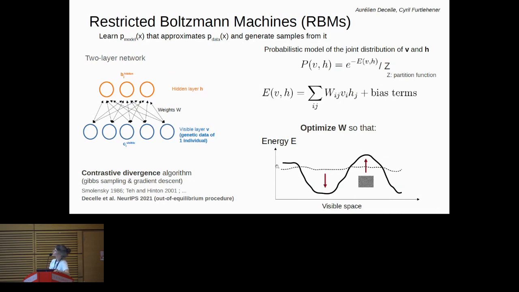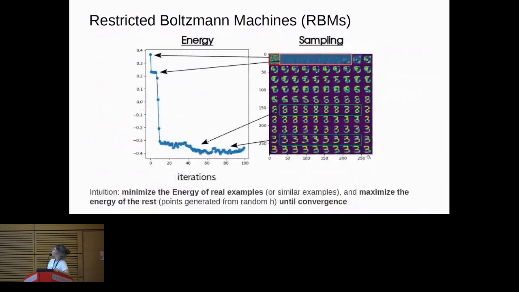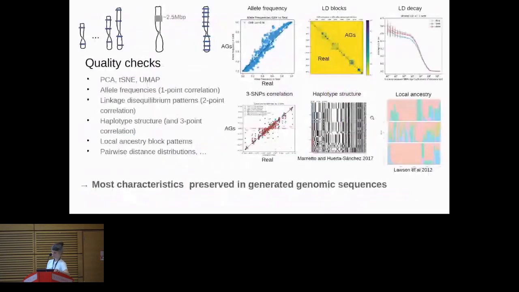And so the goal is, from a flat energy function, to go to an energy function that is low for good genetic sequences and high for unrealistic genetic sequences. On digit images, it would look like this. You can use the RBM to generate samples, and at the beginning it will just generate noise, and it will slowly go to generate good-looking digits.